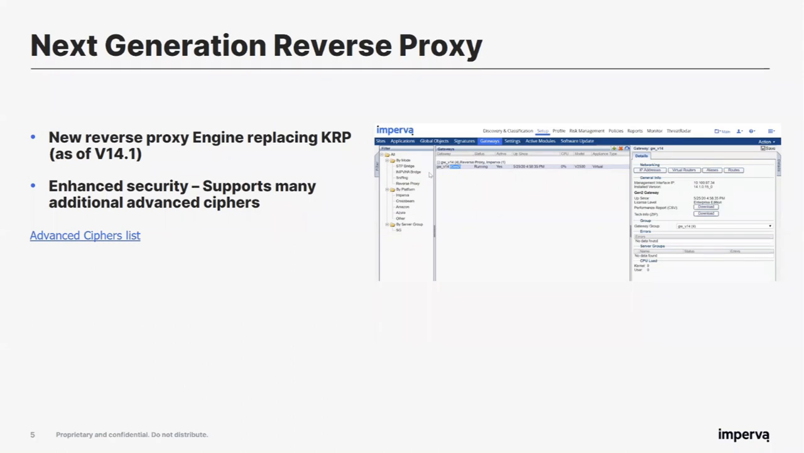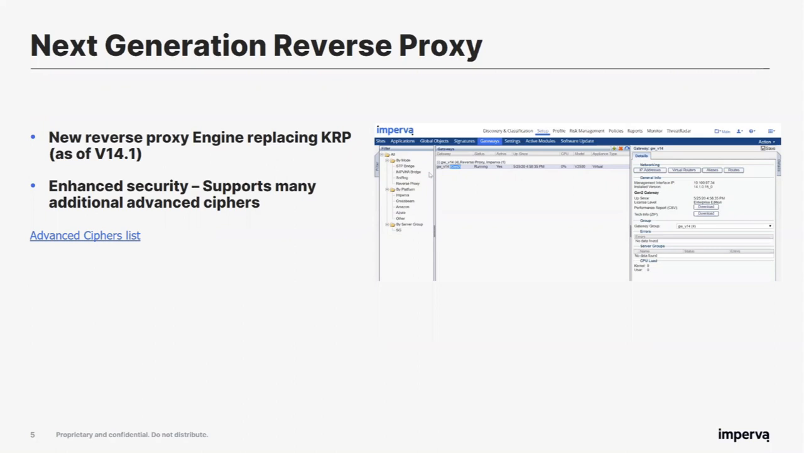But as of version 14.1, this is replacing KRP as the only reverse proxy engine. The idea behind it is that we moved from the kernel to the user space, which allows us to use OpenSSL, and that means that we can now support all the advanced ciphers with NGRP.